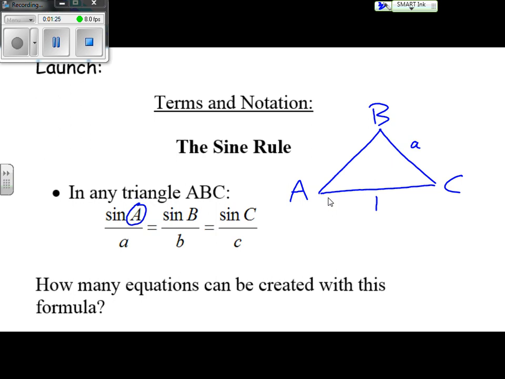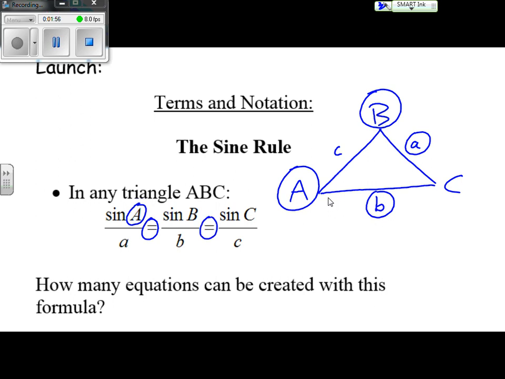Little a, little b, and little c are all across from their capital versions of their letters, and they represent sides. And so if I take the sine of angle A and I put it over side A, I can now set that equal to the sine of B over B. Or I can set that equal to the sine of capital C over side C.